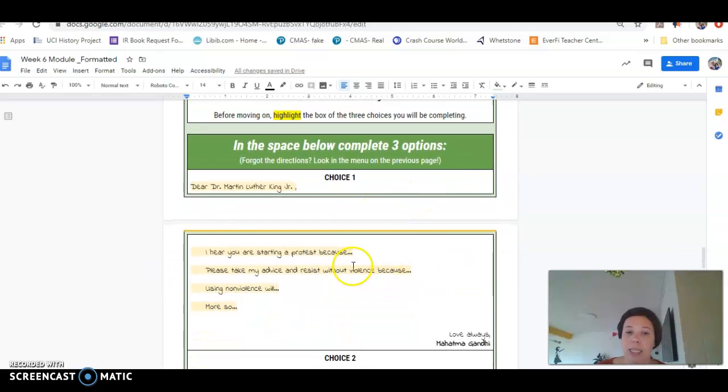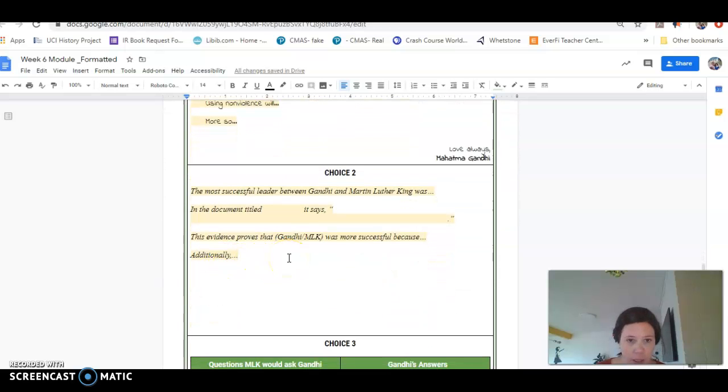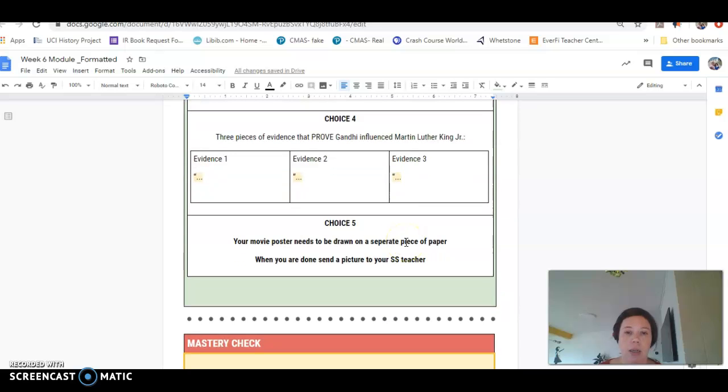You're filling them in this section here. Again, choice 1 is the letter from MLK to Gandhi. Choice 2 is the more successful leader. You're choosing between Gandhi or MLK and giving evidence to prove that. Choice 3 is the questions from MLK to Gandhi, and then Gandhi's answers to MLK. Choice 4, evidence to prove that Gandhi influenced MLK. It can come from above, it can come from the other modules. And choice 5, your movie poster.